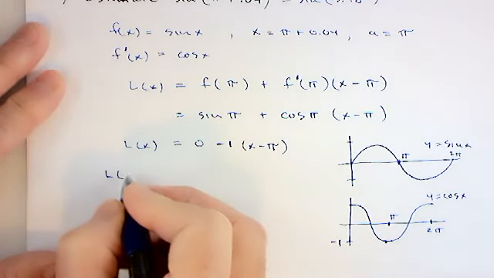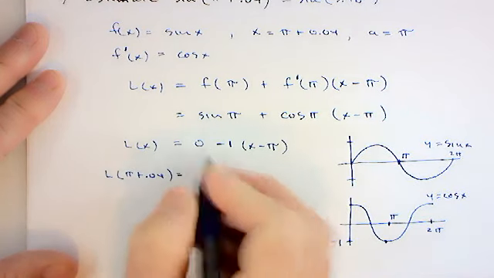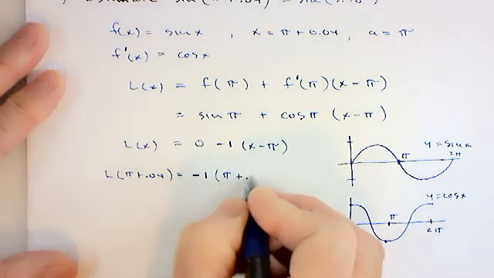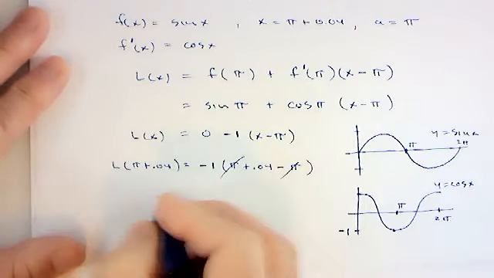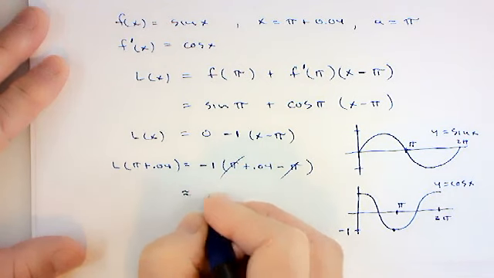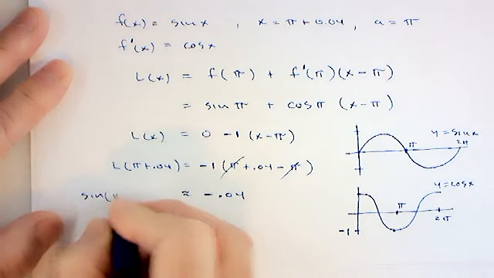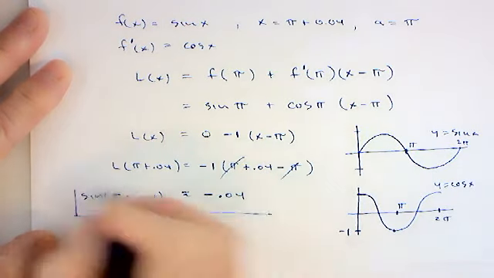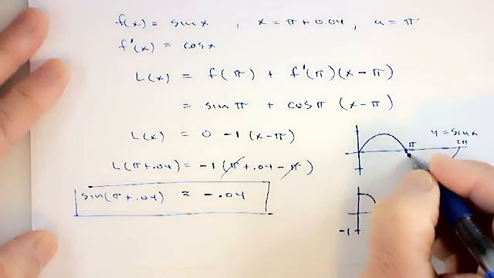And if I want to evaluate sine of pi plus 0.04, it'd just be -1 times pi plus 0.04 minus pi. And that's just going to give me -0.04. So the sine of pi plus 0.04 is approximately -0.04. And perhaps you could see why it's going to be negative from the graph of sine, right? If this is pi and I just asked you the sine of pi plus a little tiny bit, you can tell it's going to be something negative.